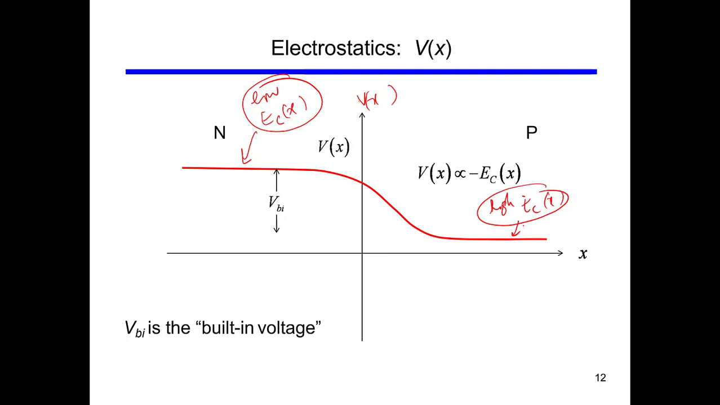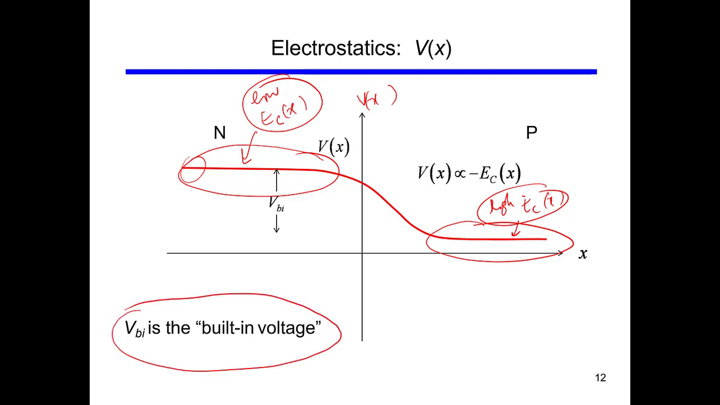And because of this PN junction, you see there is a potential difference. On this side the potential is high, and on this side the potential is low. So this is called V_BI, or built-in voltage.